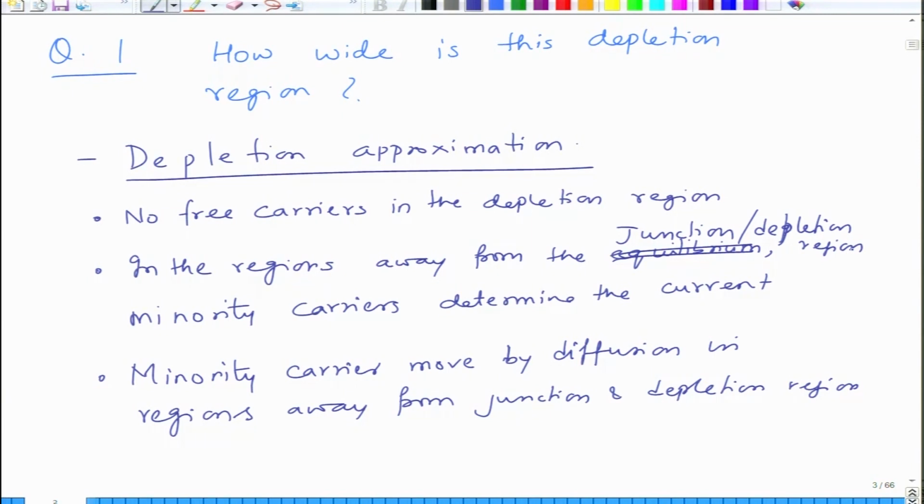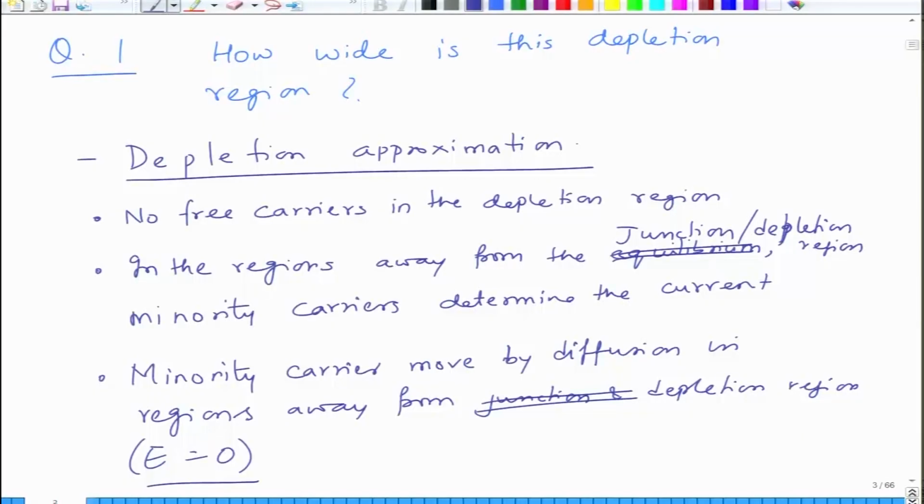Basically, the region where the electric field is equal to 0, where the bands are flat. So minority carriers move by diffusion in regions away from the depletion region, where E is equal to 0. Since the electric field is equal to 0, they can't move by drift, they can only move by diffusion. So the regions are called bulk regions in a semiconductor.